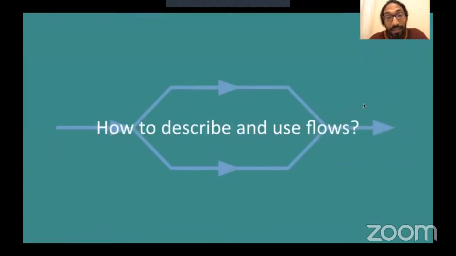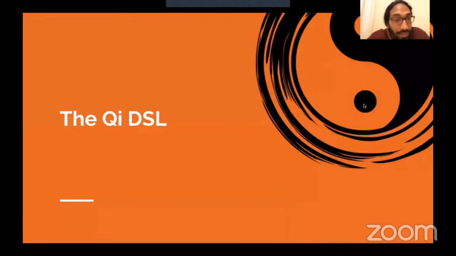Okay, this all sounds great. How do I use it? Well, this is Racket, this is Scheme. So of course there's a language for that, and it's the language we've been talking about, the Qi DSL.